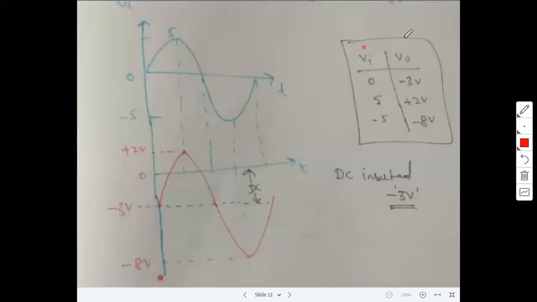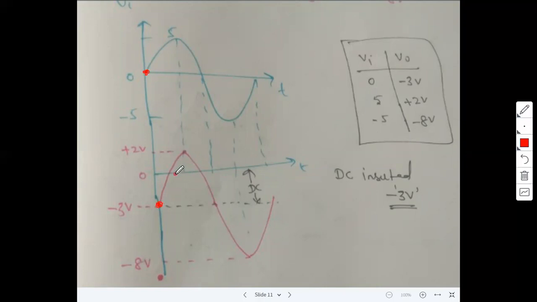Okay. This is the table here. Vi is equal to 0, output minus 3. Vi is equal to Vm, output plus 2 volts. Vi is equal to minus 5, output minus 8 volts. Based on that, draw the output waveform. How to draw the output waveform? Observe here. When Vi is equal to 0, what is the output here? The output is minus 3 volts.